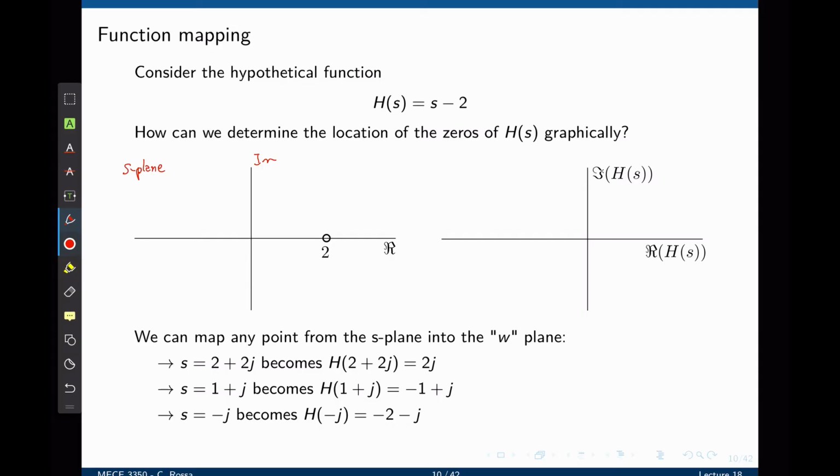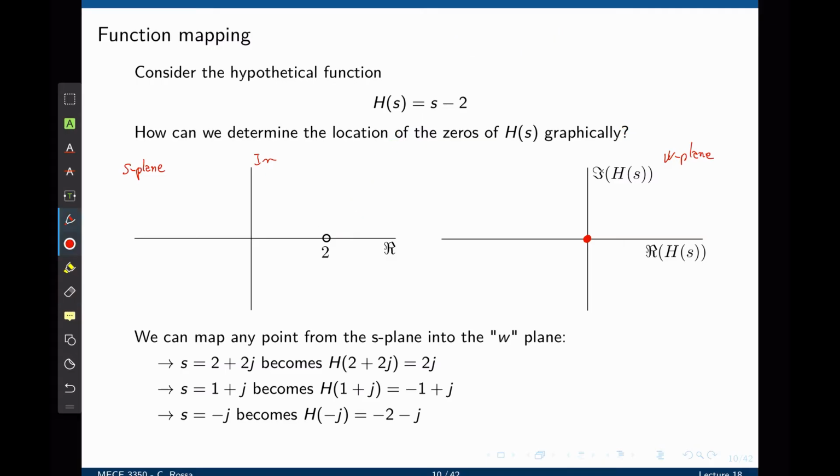And now going to introduce a new one called the w-plane. The w-plane is a representation of the phase and magnitude of function h(s) when points from the s-plane are taken, input there, and then mapped in the w-plane. Let's start with the most obvious one. If you take s equals 2, which is this point, and replace s equals 2 in h(s), it becomes 2 minus 2 equals 0. So in the w-plane, we have a point located at 0. So this clearly represents the zero of the transfer function, because the phase is 0 and the magnitude is 0.